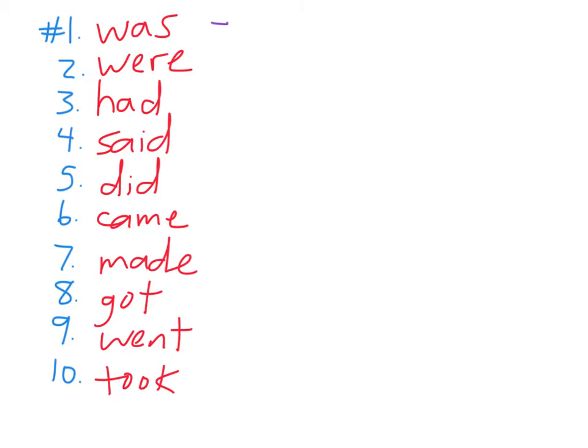Now, was, were, had, did, these can be used as main verbs or helping verbs. And got has a lot of uses, but we're going to keep this simple.